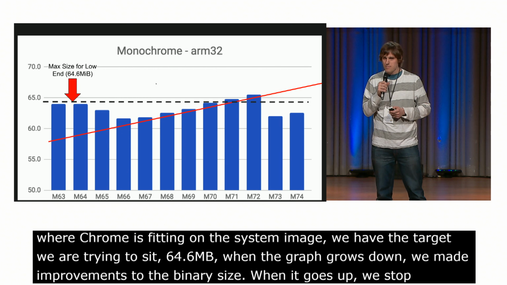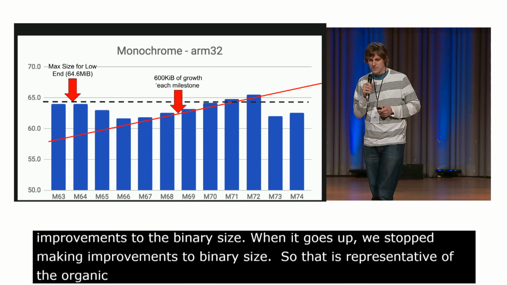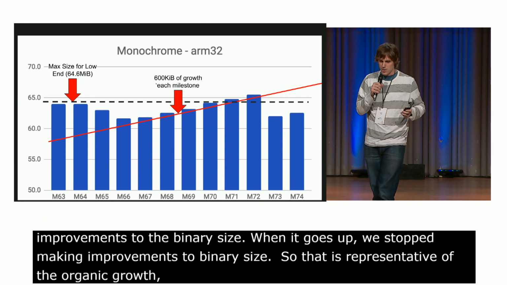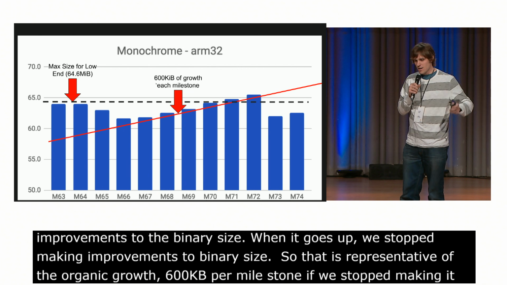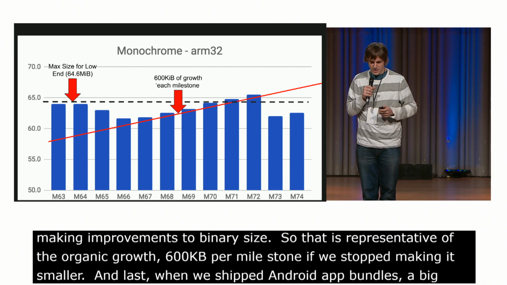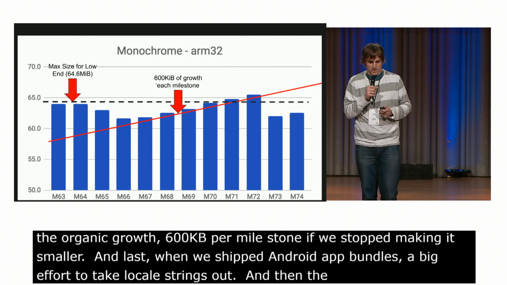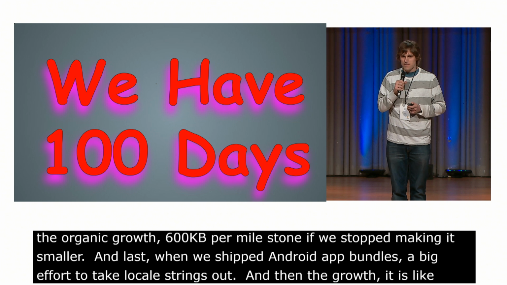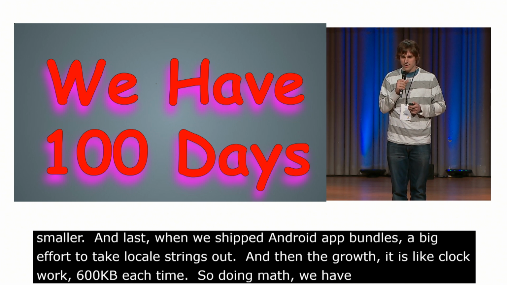And so that's pretty representative, I think, of the organic growth. 600 kilobytes per milestone if we just stop making it smaller. The last dip there is when we shipped Android app bundles, which was a pretty big effort to take mostly locale strings out. But then the growth is like clockwork, 600 kilobytes each time. So doing some math, we have 100 days until we hit that limit if we don't do anything.